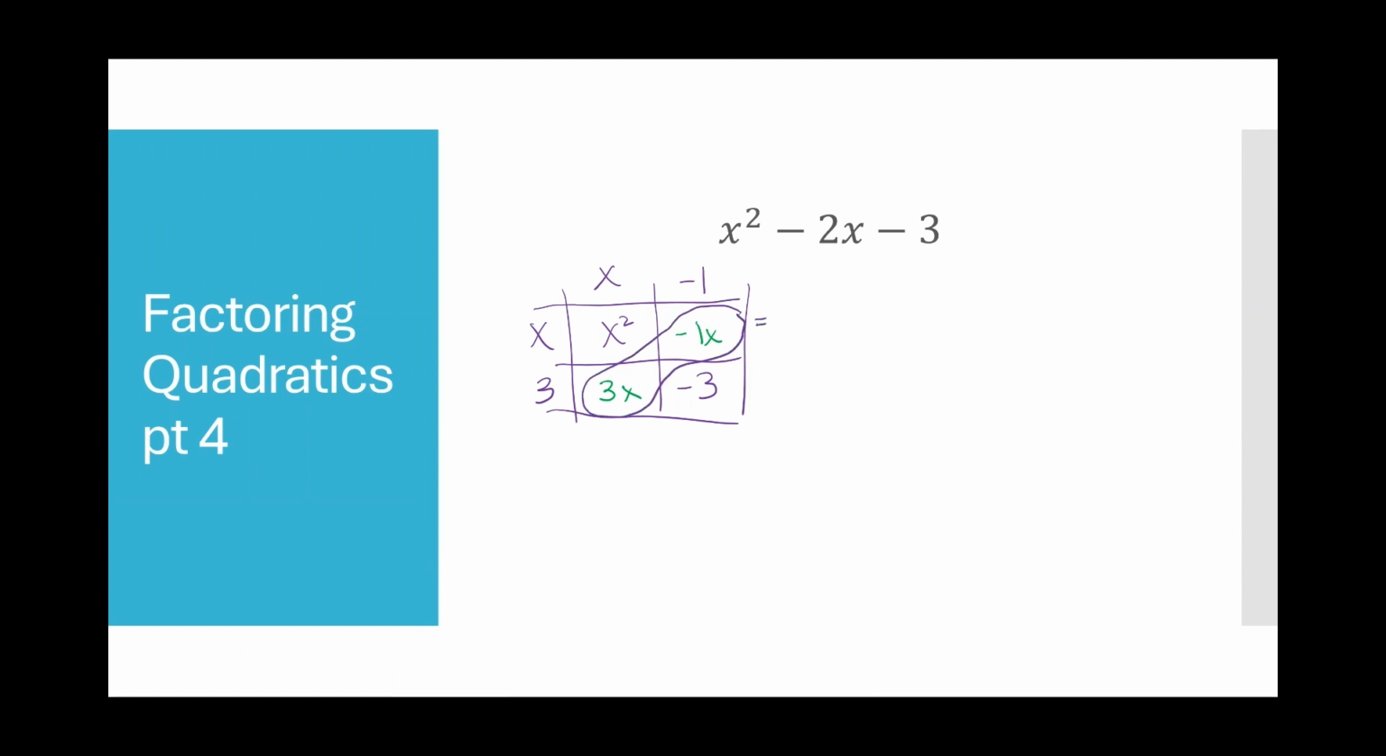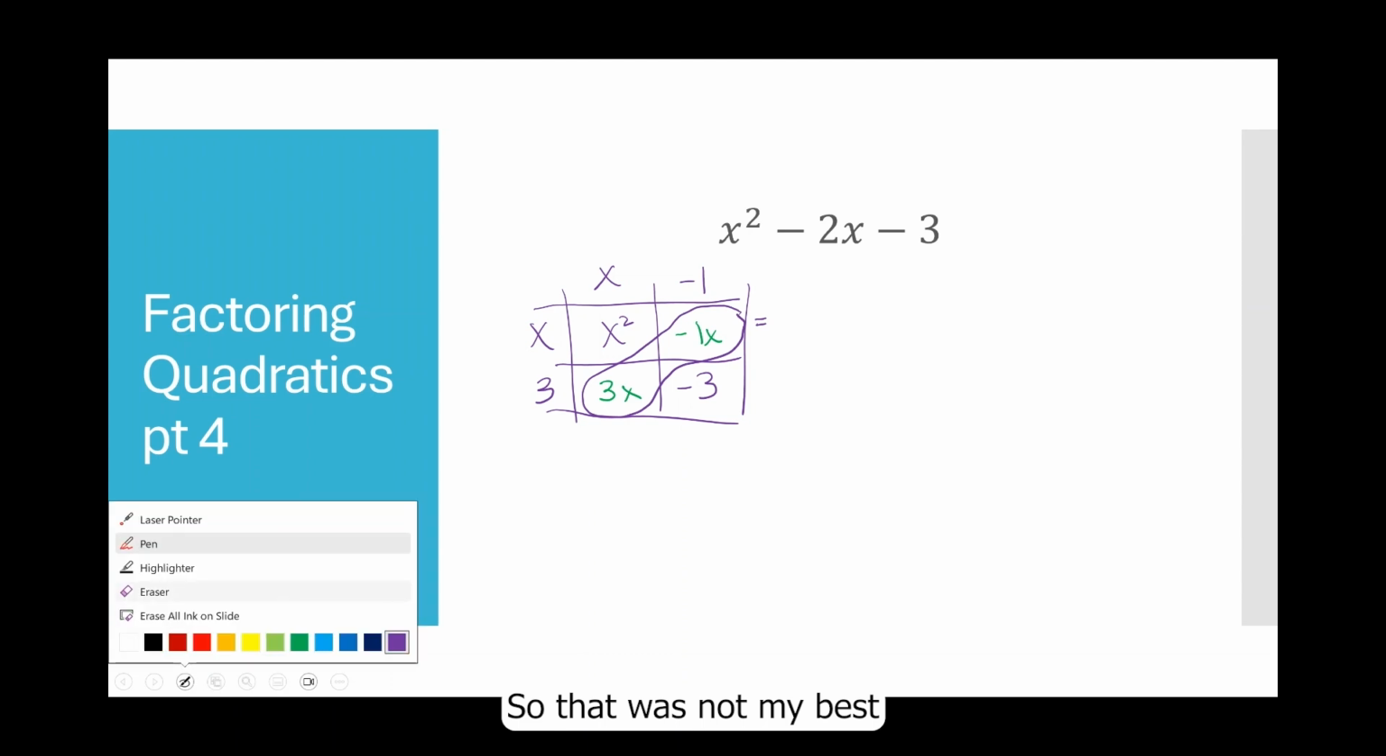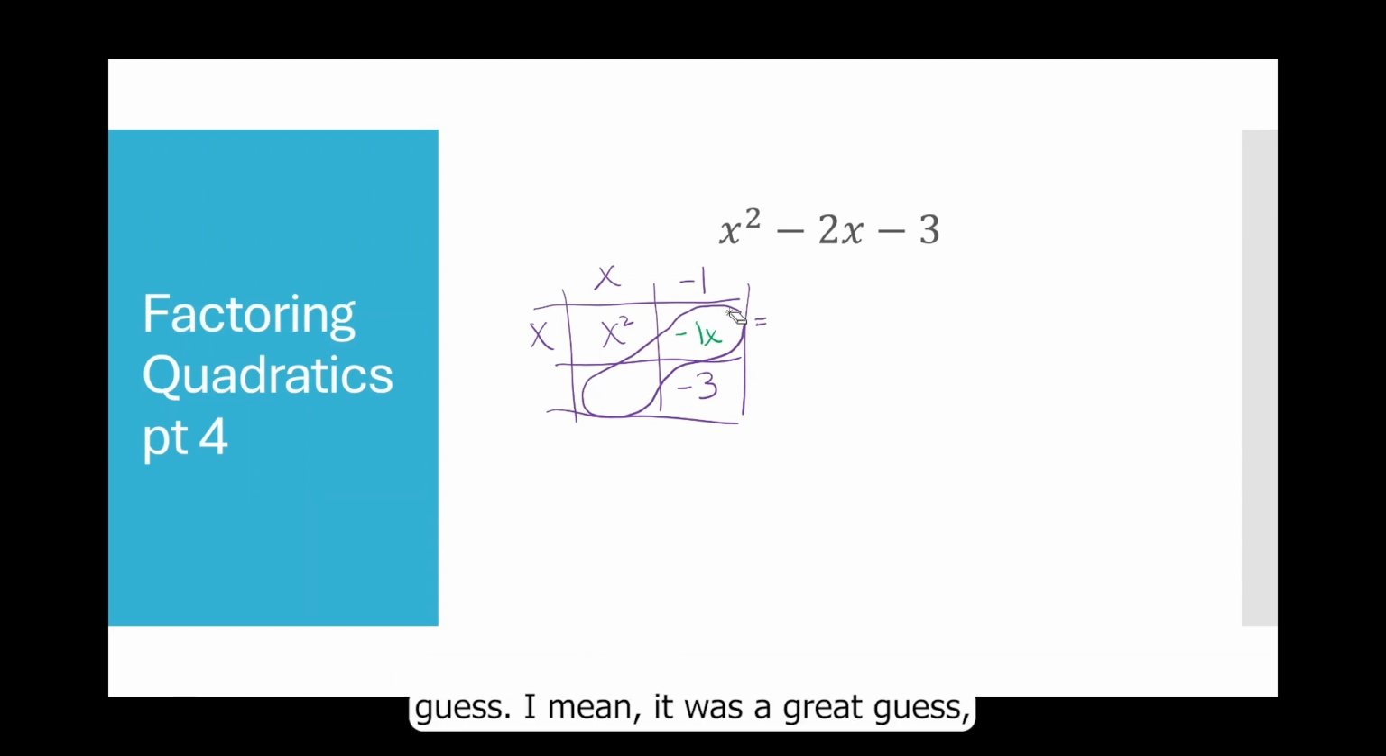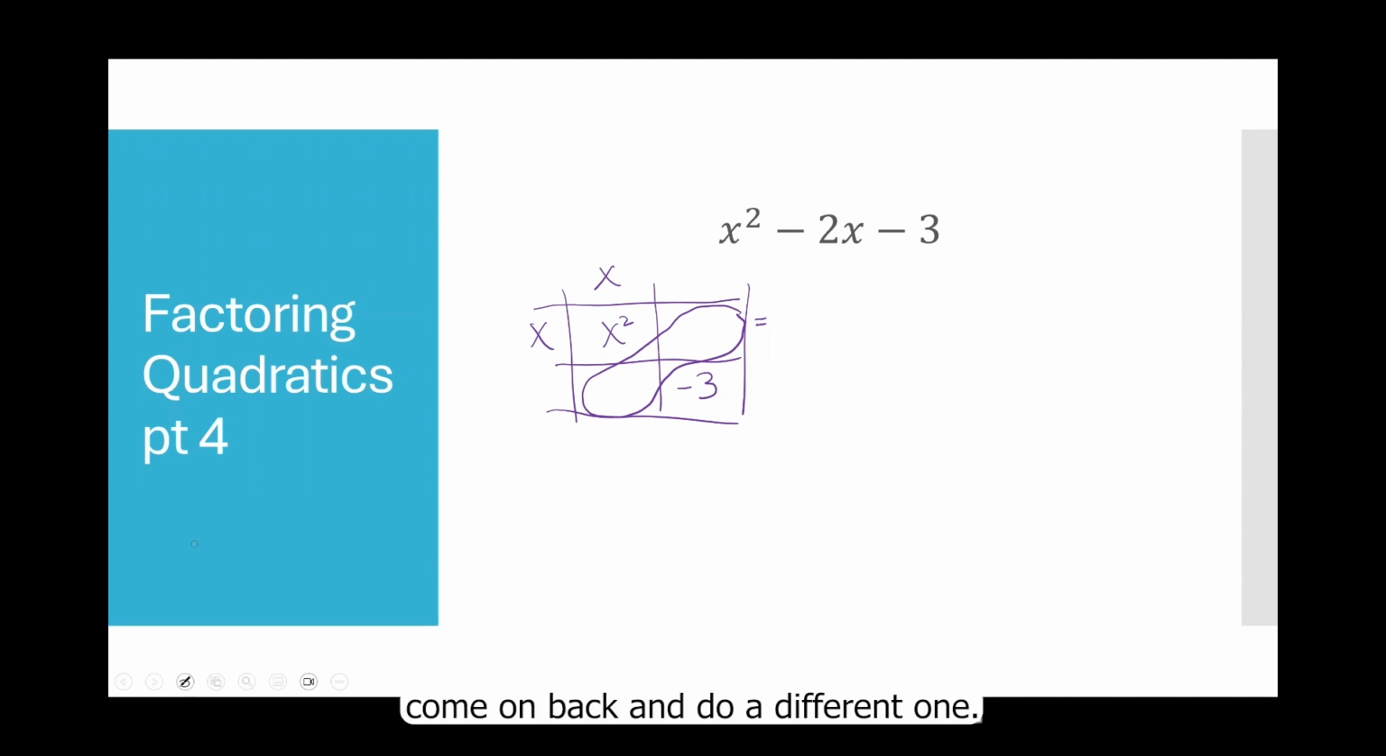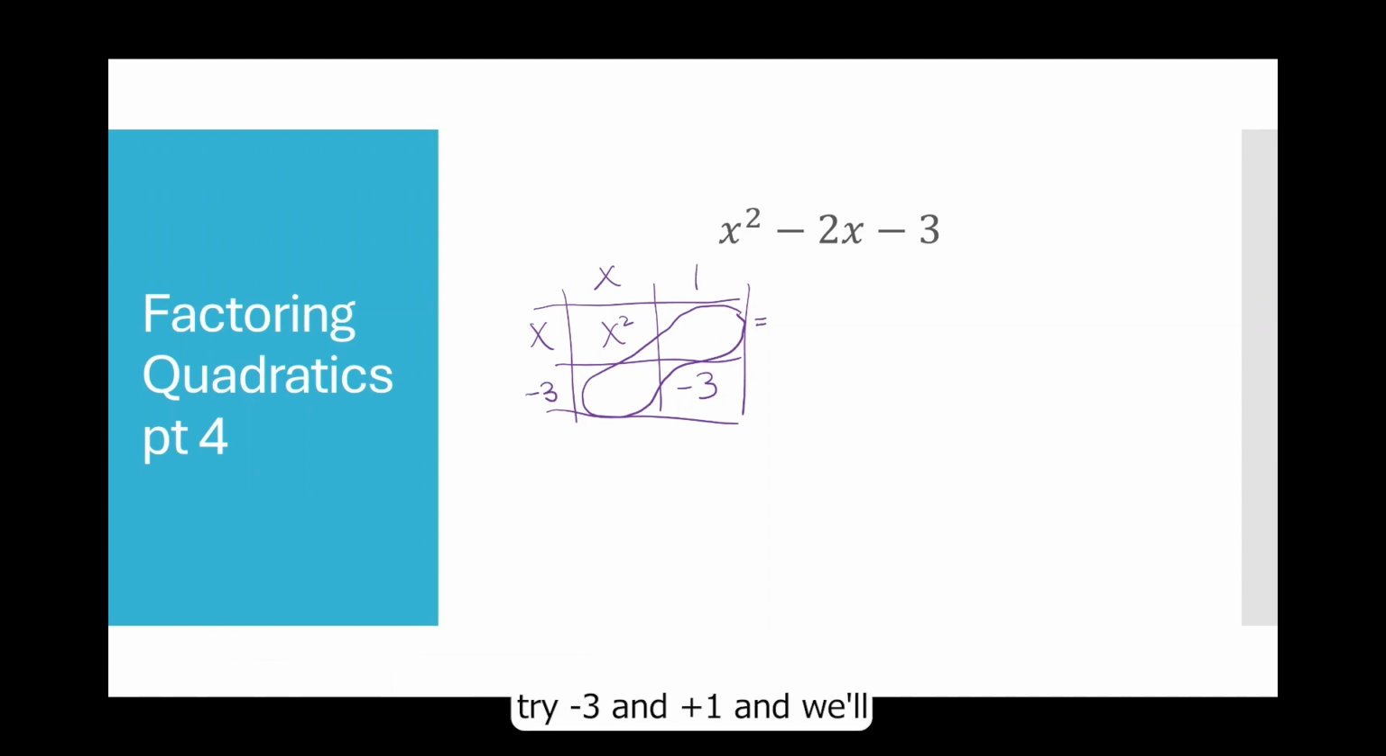No, they are not. So that was not my best guess. I mean, it was a great guess, but it wasn't the right guess. So let's come on back and do a different one. Instead of positive 3 and negative 1, we'll try negative 3 and positive 1, and we'll run it again. Negative 3x, 1x. When I add these up, I get negative 2x, which is just what I wanted. Fantastic. So I've got x plus 1 and x minus 3.